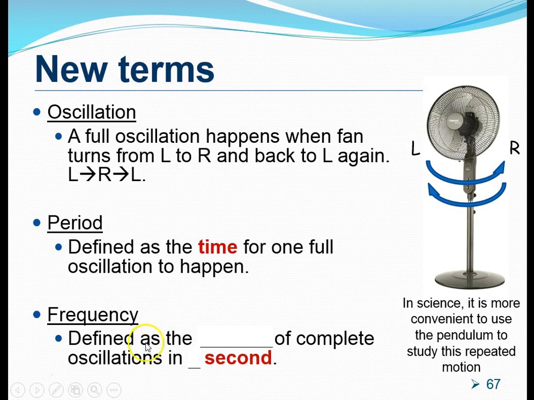Frequency. Frequency is defined as the number of complete oscillations in 1 second. For frequency, we will deal with this a little bit later in later slides. What we are going to do right now is to understand a little bit more about oscillation and period itself. Now in science, it is usually more convenient to use the pendulum to study repeated motion rather than just a stand fan.